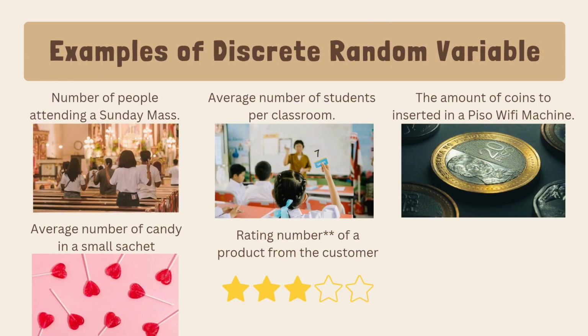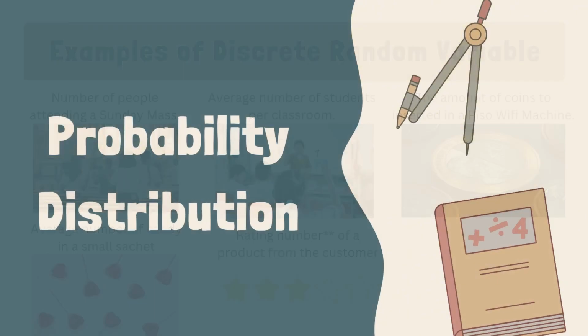On the other side, these are the examples of discrete random variable: number of people attending a Sunday Mass, average number of students per classroom, the amount of coins to insert in a piso Wi-Fi machine, average number of candy in a small sachet, and rating of a product from the customer.